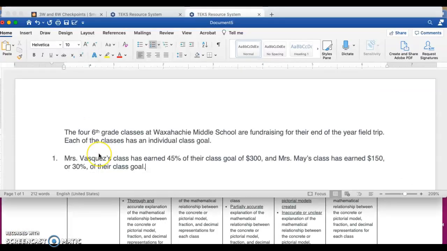So that would be what the checkpoint is and where to find the checkpoint, and then unpacking that checkpoint with your classes before they actually take their checkpoint assessment.